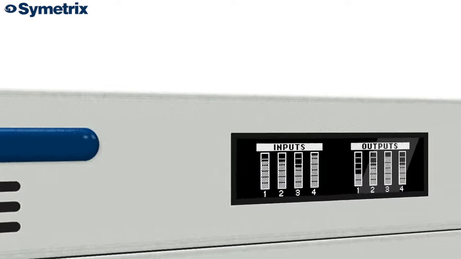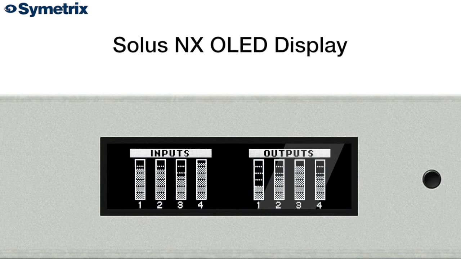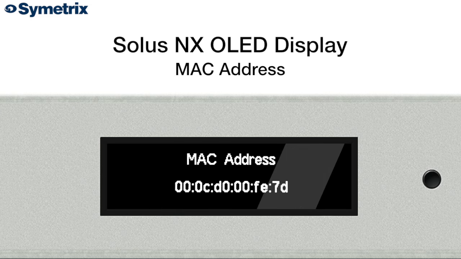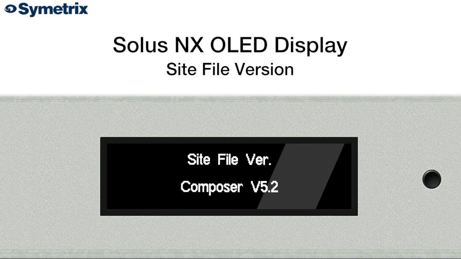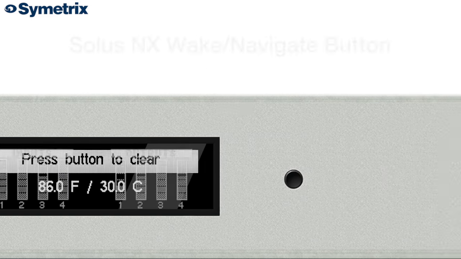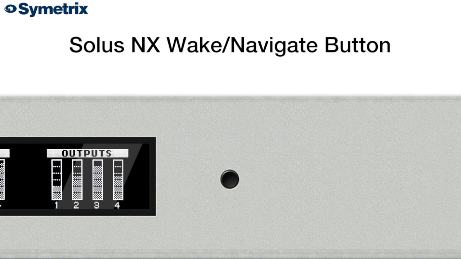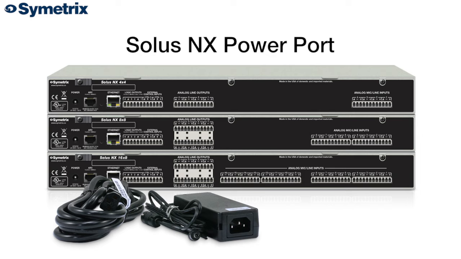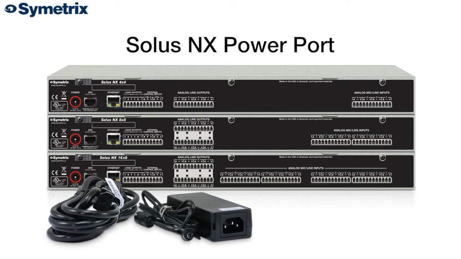The easy-to-read white-on-black 256 by 64 pixel graphic OLED displays audio levels, unit name, IP address, MAC address, site file version, and faults. To the right of the display is a momentary push button used to wake up the display, cycle through menus, and dismiss notifications. An agency-approved external 65-watt power supply is included with each unit.